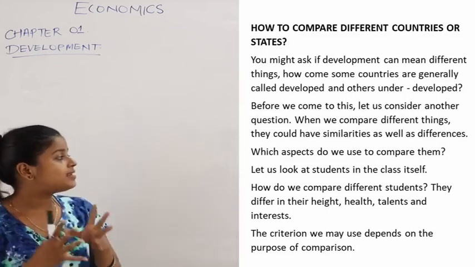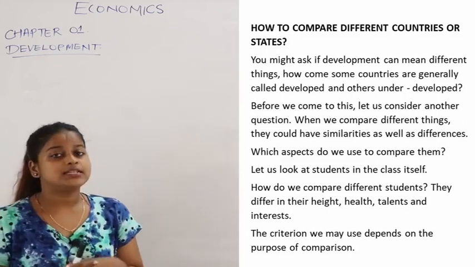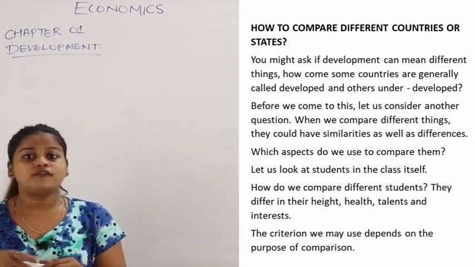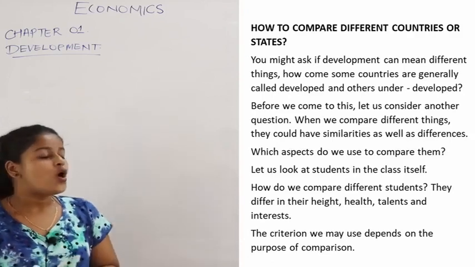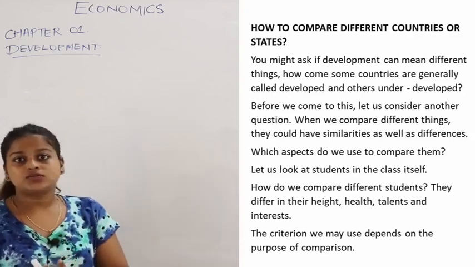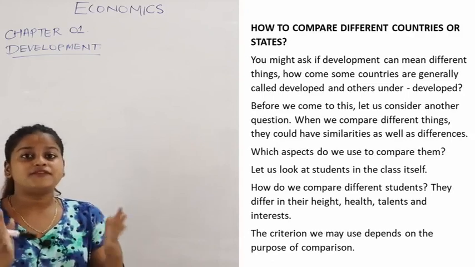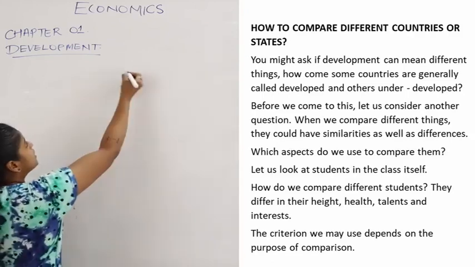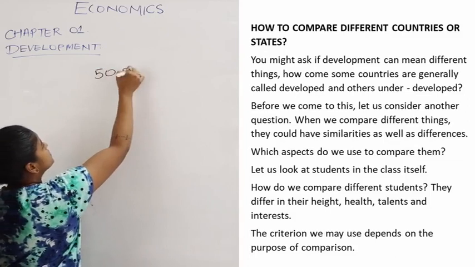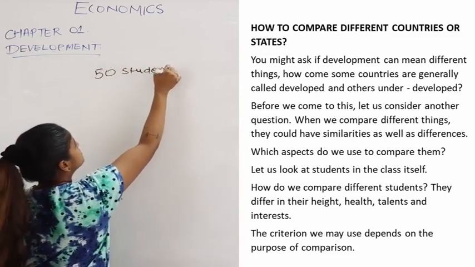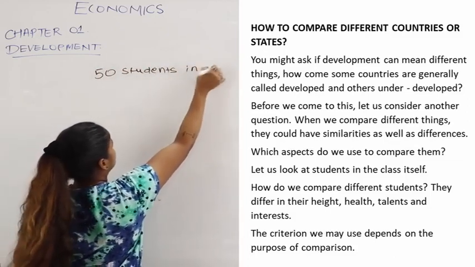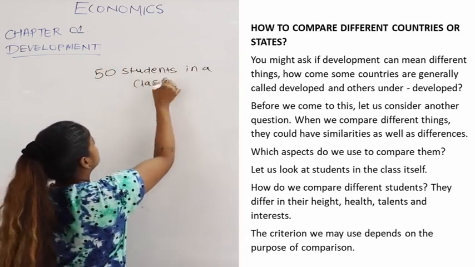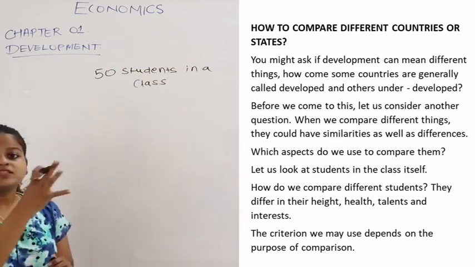Let us look at an example to understand this. Let us look at an example of students in your class itself. So there are many students, say for example 50 students in a class. So how do we compare these 50 students?